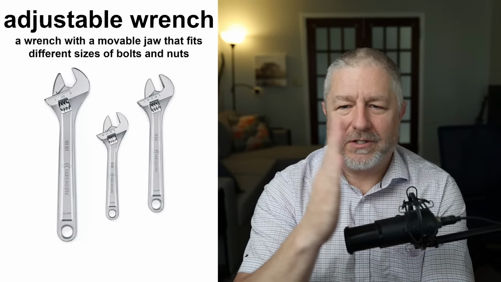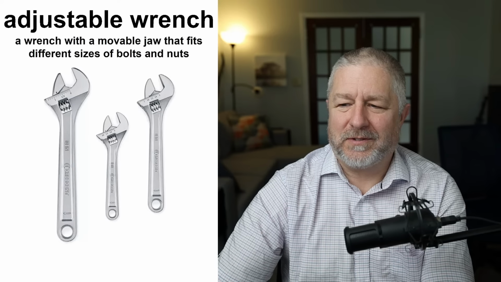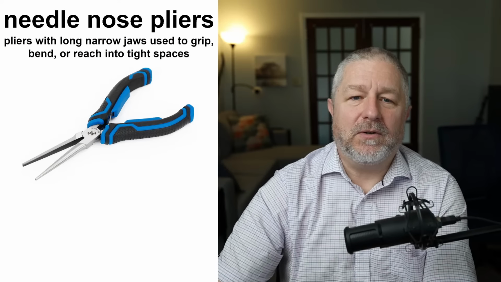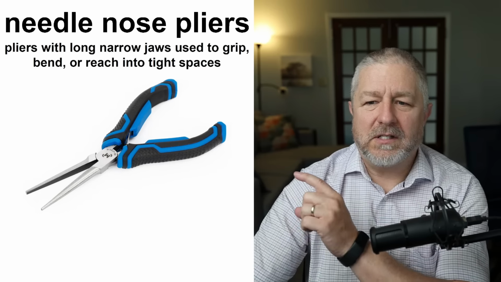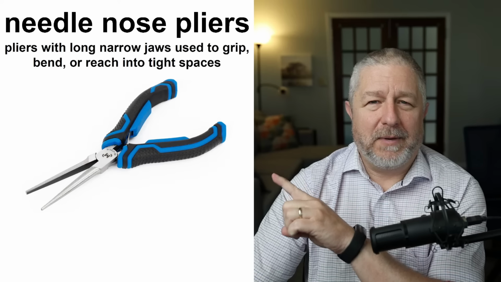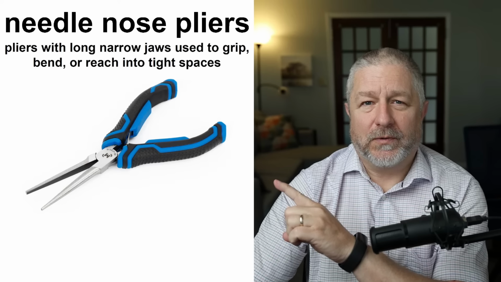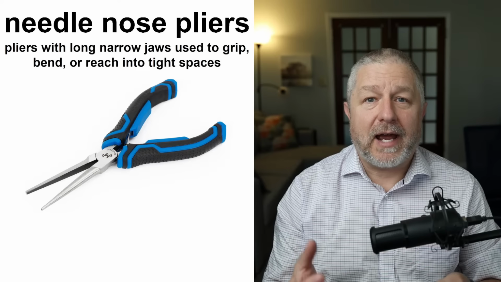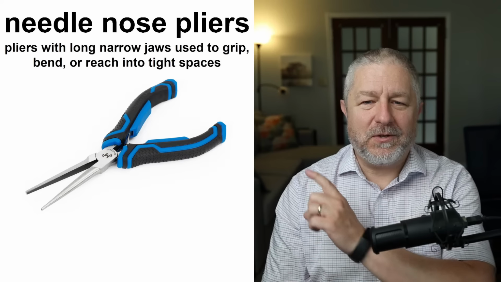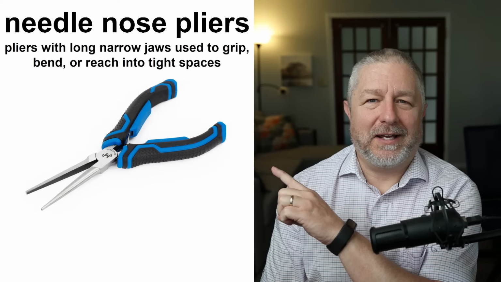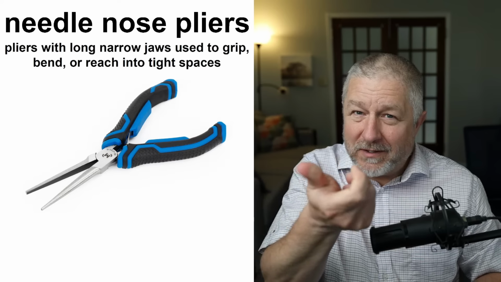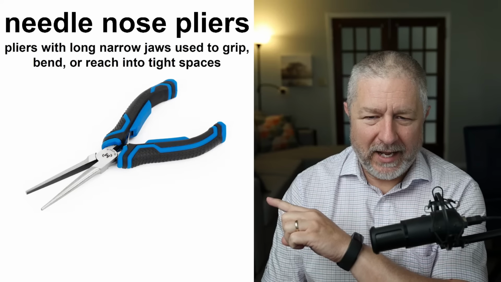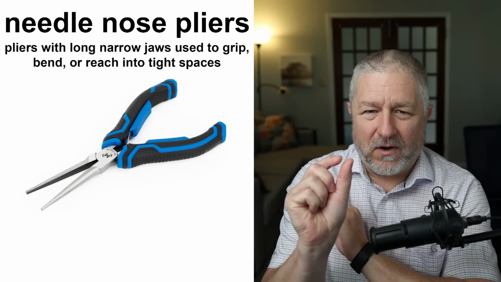So anyways, an adjustable wrench, movable jaws, fits different size bolts. Needle nose pliers. Pliers with long, narrow jaws used to grip, bend, or reach into tight places. These are really handy. Again, I mentioned earlier, this isn't just about tools that people who love working on equipment need. Some of these tools, I believe everyone should own. If you are in any way inclined to bend or poke or pry things, needle nose pliers are very, very cool to have. As you can see, they have a very long, narrow jaw.